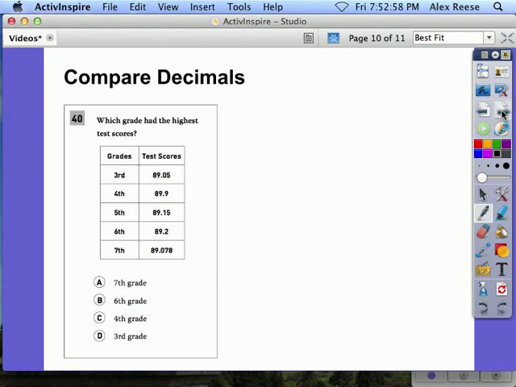Now try this question on your own. Which grade had the highest test scores? To find the highest, we need to compare each of these numbers. Compare the numbers and then return to the video. Pause the video now.